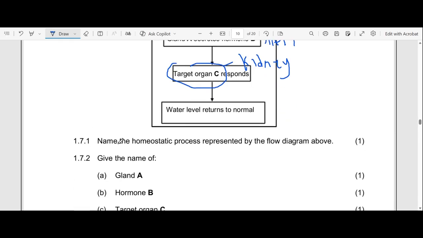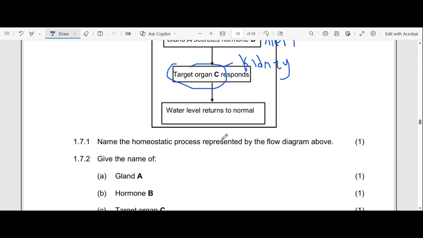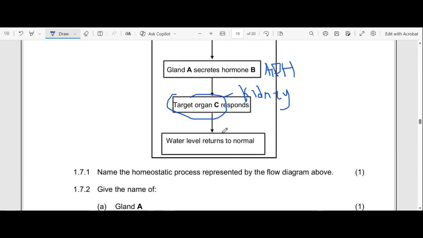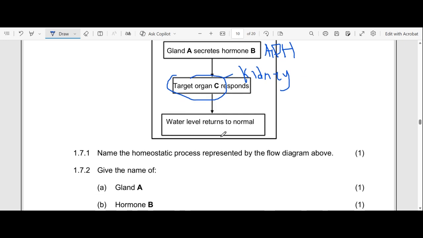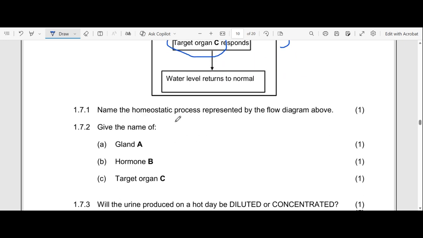I'll just go to the question. Name the homeostatic process represented by the flow diagram above, right? Okay, so the homeostatic process is called what? Osmoregulation, right? Osmoregulation. So don't forget that.